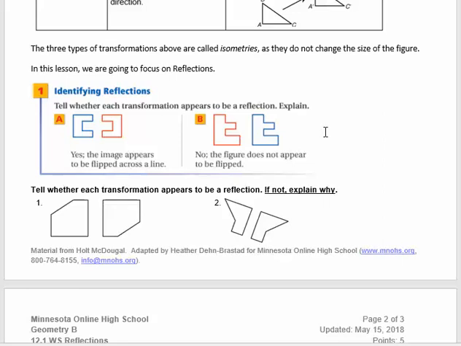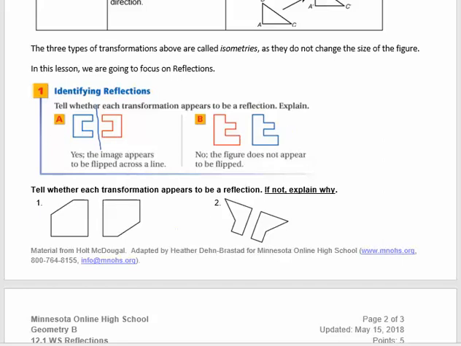So to tell whether or not it's a reflection, you need to look and see if there's an invisible line in which you could fold this paper and you would get exactly the same thing on both sides. If that's true, then it's a reflection. So in A, it looks like this blue figure was flipped over this line, and then you get the red figure. But in B, it does not look like it's been flipped. It looks like it's just been moved or translated.